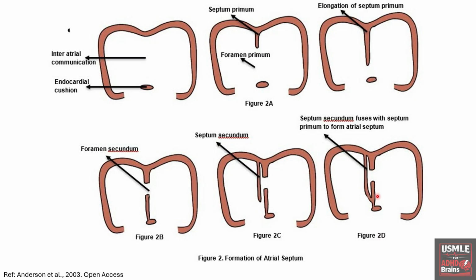In fetal life, this arrangement allows blood to move from the right atrium to the left atrium and bypass the non-functioning lungs. The important concept is that atrial septation creates both separation and a controlled fetal shunt, which later becomes important during the transition at birth.